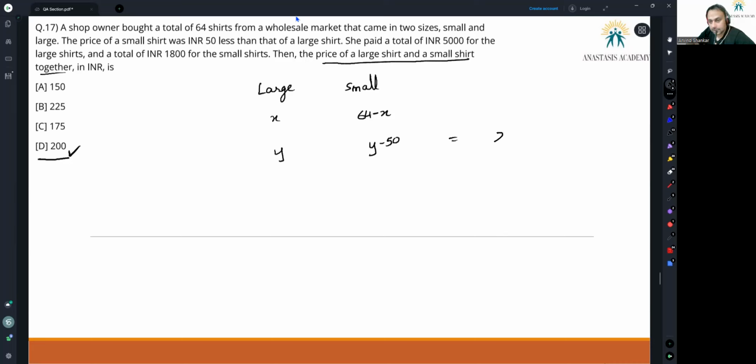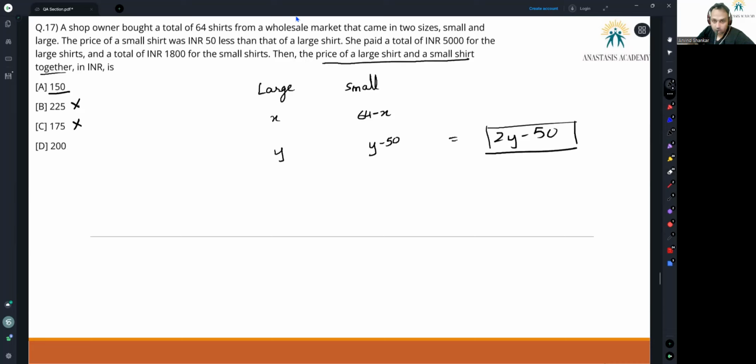So can I say they're asking me for 2Y minus 50? They're asking me the value of 2Y minus 50, summation of prices. Can you see this number has to necessarily be an even number? If this has to be an even number, can I say option B and option C are straight away out of running? It cannot be possible.